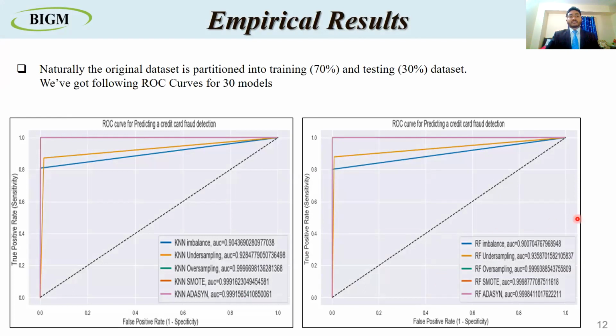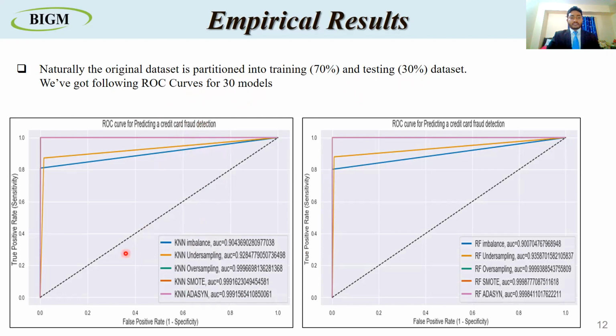Naturally, the original dataset is partitioned into training and test datasets. We have used 70% of the data as our training dataset, and the remaining 30% is used as the testing dataset. We have got the following ROC curves for 30 different models. Finally, we got 6 ROC curves for 6 classifiers.